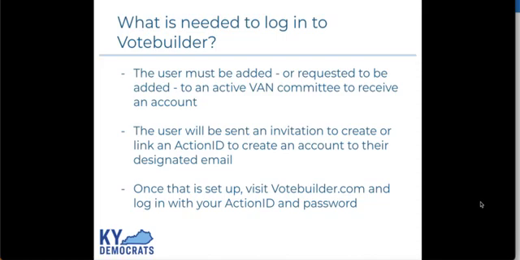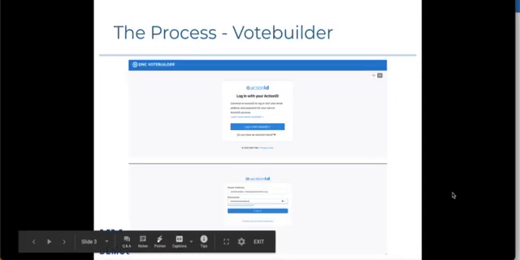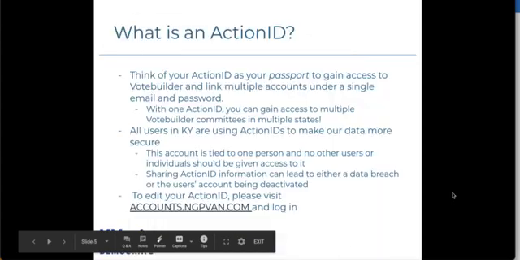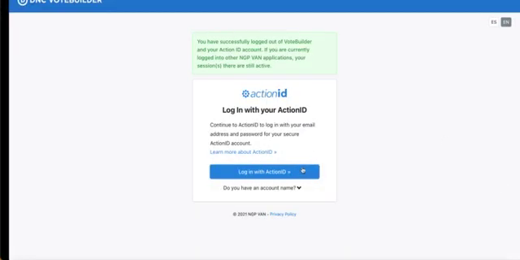and that will allow you to either create an account if you don't have an action ID already, or if you have an action ID, it will allow you to link up that new committee to the existing action ID you have. Once you've got all set up, whether it's a new account or it's linked in with your action ID, you'll just be able to go to votebuilder.com and log in with your action ID and password. So I'm going to skip past those slides and we will go ahead and actually log in together.